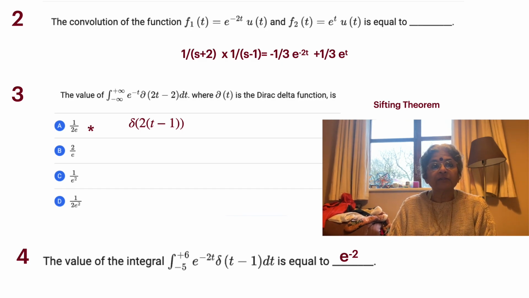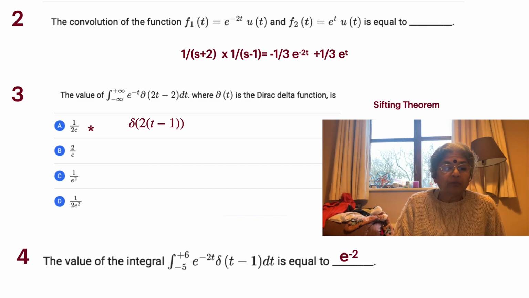So both the coefficients have the magnitude 1 by 3. For 1 by s plus 2, the residue happens to be negative. For the other, that is 1 by s minus 1, it is going to be positive. Okay, and the b by s minus 1, or 1 by 3 by s minus 1, converts into e raised to t as the Laplace inverse. Okay, so this is the function that we get after convolving e raised to minus 2t and e raised to t.